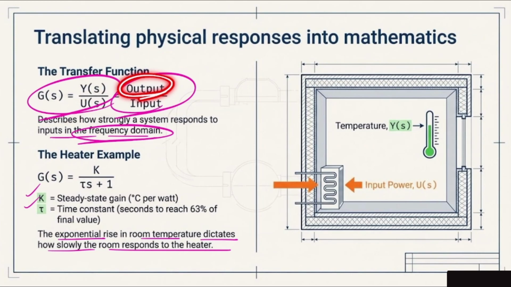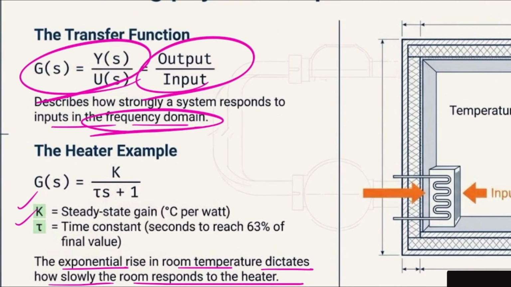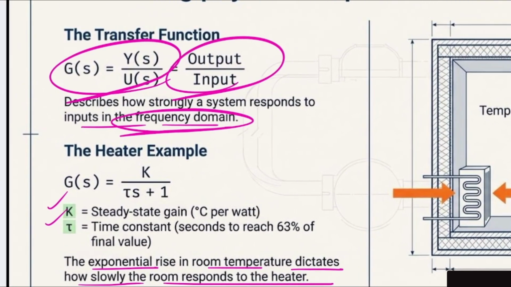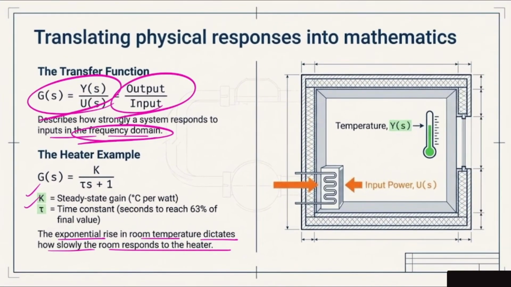The output could be anything, for example the temperature, while the input is going to be your input power. This describes how strongly a system responds to the input in the frequency domain. Remember, we had the time domain, but the time domain means you have to deal with many complicated scenarios. You have to talk about derivatives, integrators, and then combine them. So it would be so harsh.